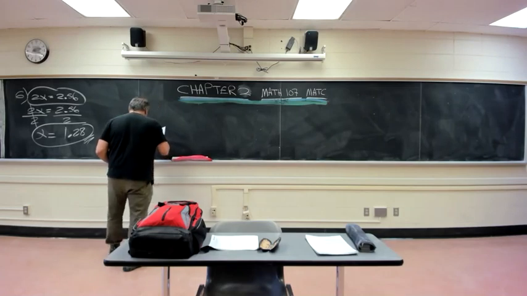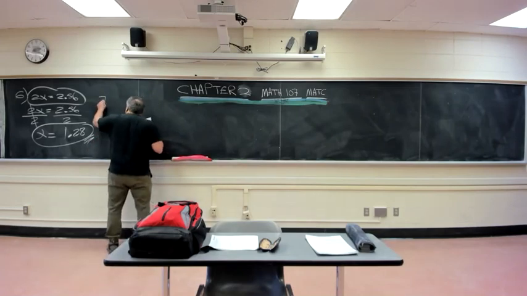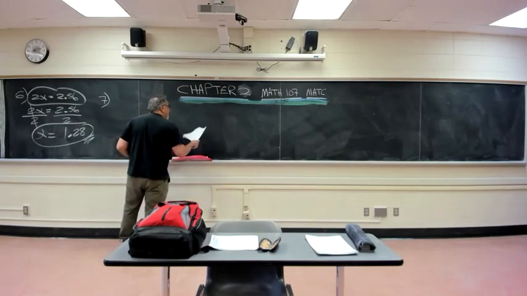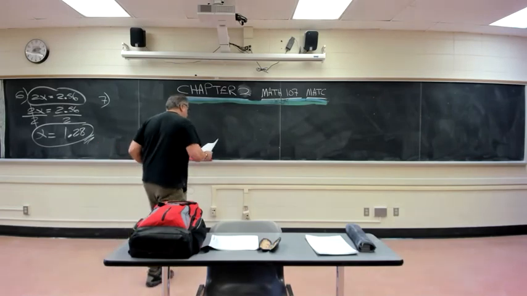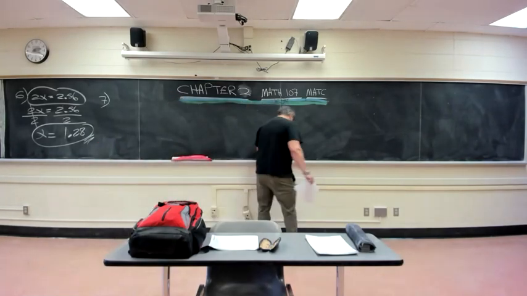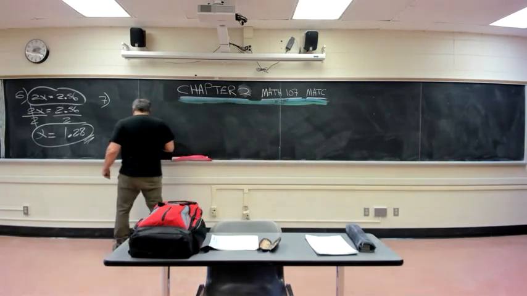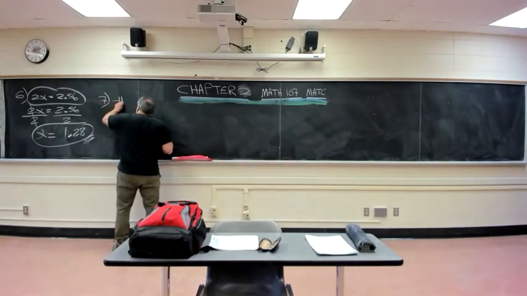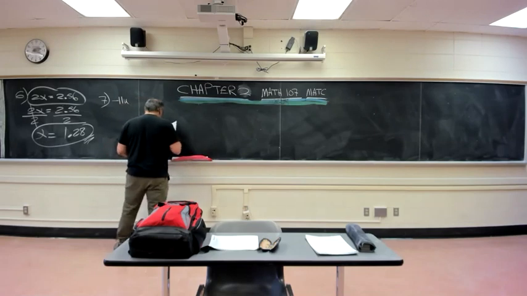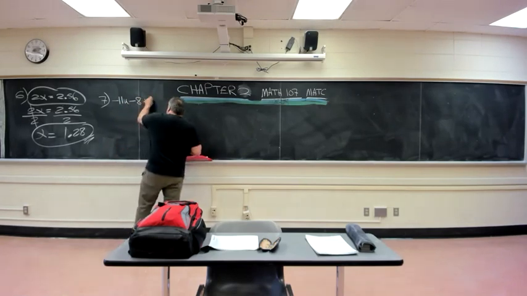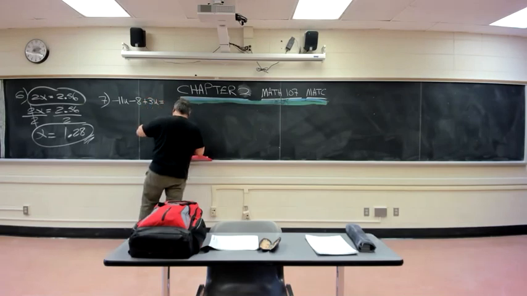For 7, all this is practice, right? Chapter 2 practice, the Math 107 at MATC, but it's good for anybody trying to look at this stuff. 7, they're saying negative 11u minus 8 plus 3u equals 24. You got to solve for u.